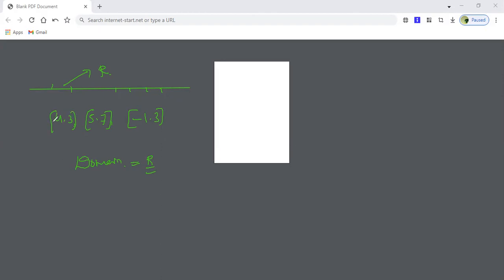But when I take the greatest integer of them, for example the greatest integer of 4.3, I get 4. The greatest integer of 5.7 is equal to 5. The greatest integer of minus 1.3: say this is 0, this is minus 1, this is minus 2. Minus 1.3 lies here, so it is equal to minus 2. All these values are integers. Therefore, the range of this function is the integer set. So the domain of this function is the real set, whereas the range is the integer set.